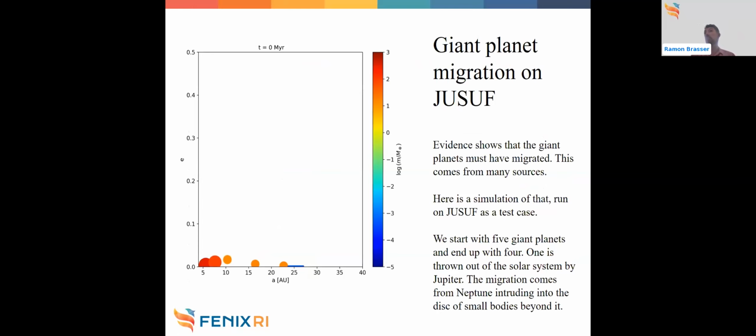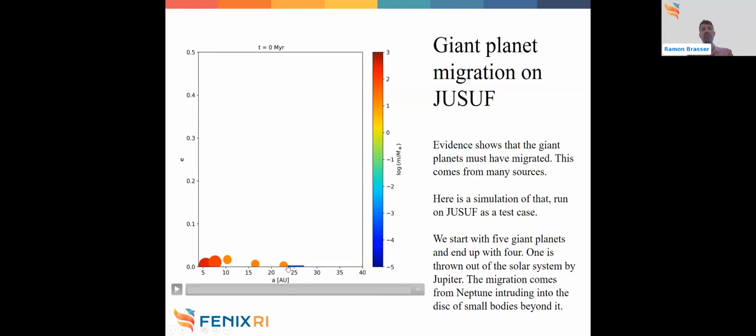Giant planet migration also runs on JUSUF. This was more a test case to also gauge how quick the hardware is, but this is an ongoing problem. I now start with 5 giant planets. One of them is tossed out. That is a theory that we have, and it gives better statistics.